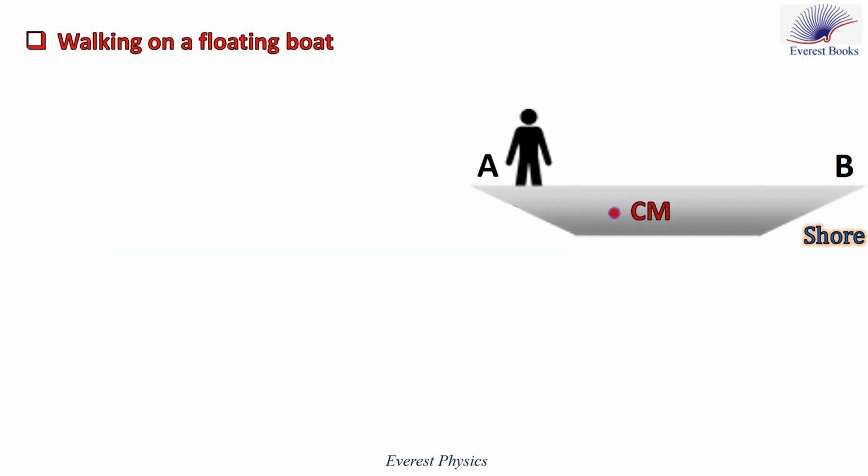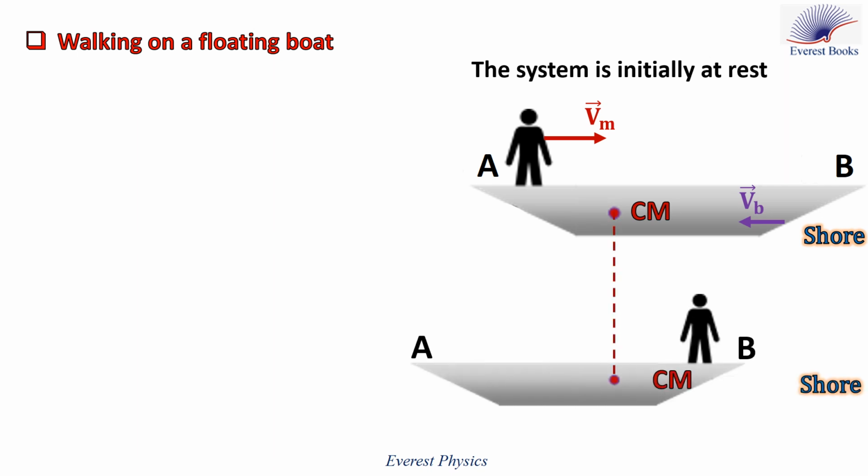Now, let's take another example. In the adjacent figure, a man stands on the left edge A of a long thin boat. The edge B of the boat is against the shore of the lake. Neglect air resistance and the friction between the boat and the water. The system is initially at rest. The man moves from A to B. During the motion of the man towards the shore, the boat moves away from the shore.